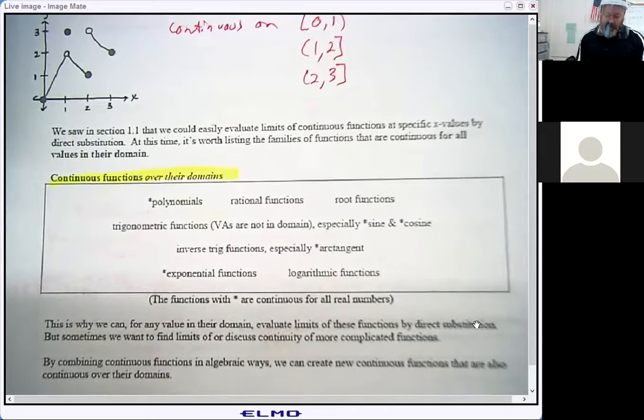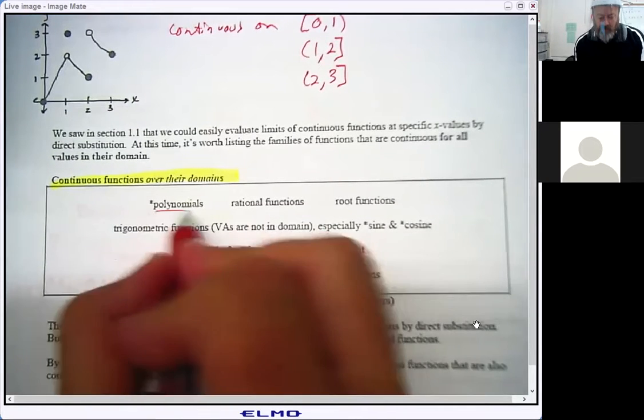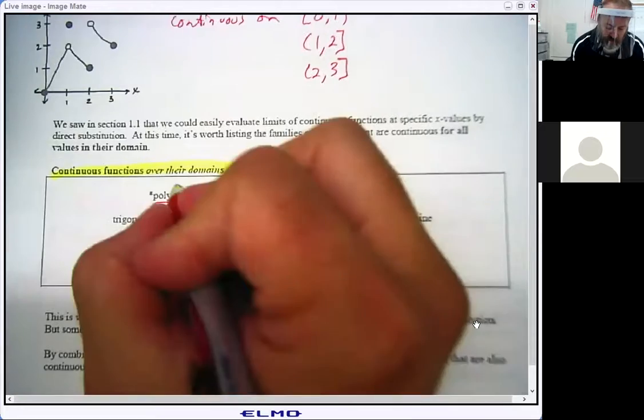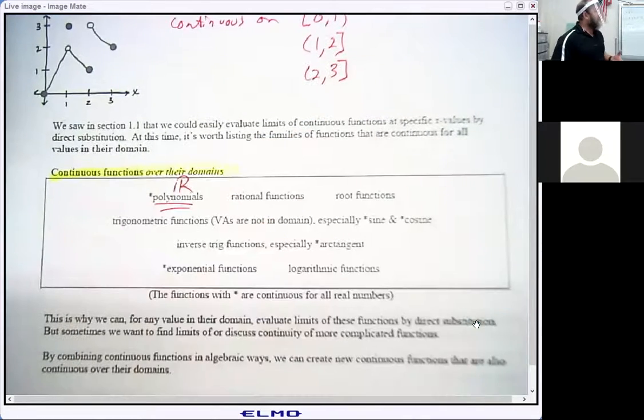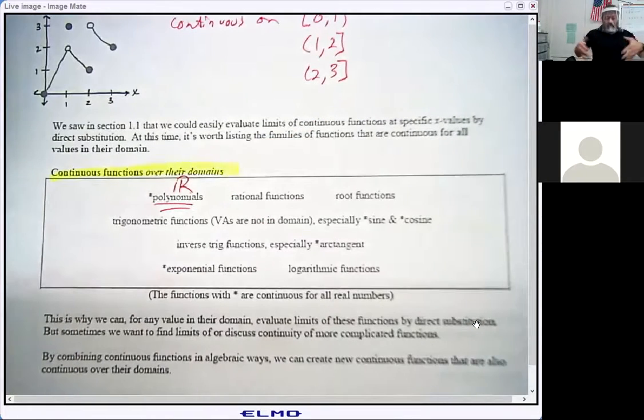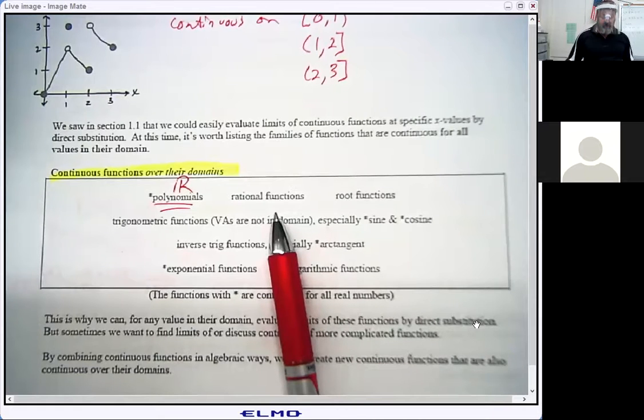So when you look at it, polynomials are going to be continuous for all reals, aren't they? Those are never going to have any kind of issue with it. Now, I will say this one is kind of funky. Rational functions are continuous on their domain. I hate the way we say that. It feels like everything should be continuous on its domain.